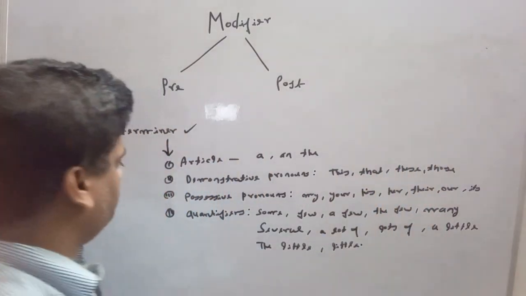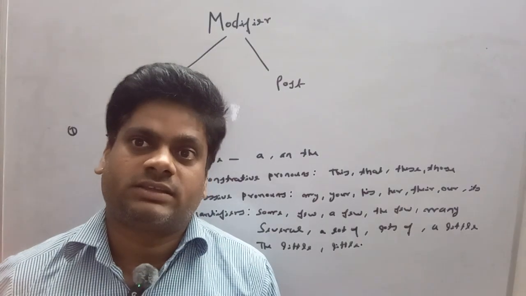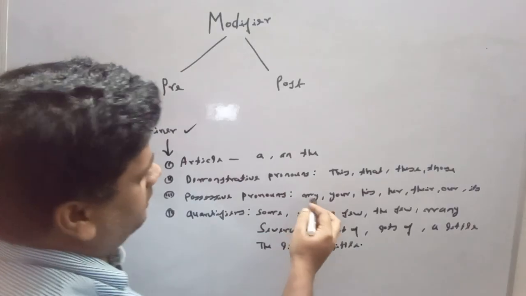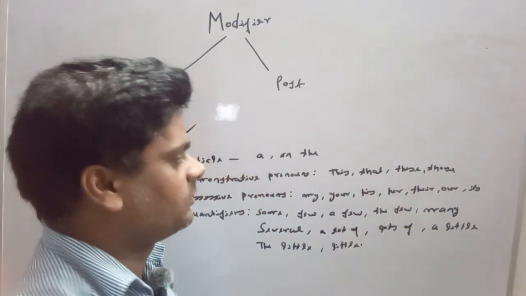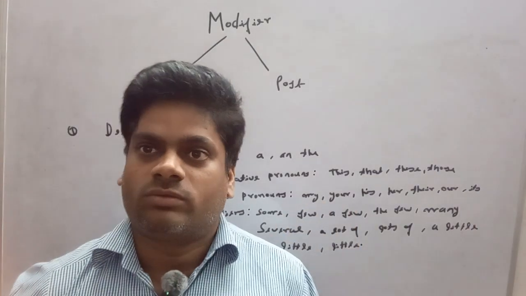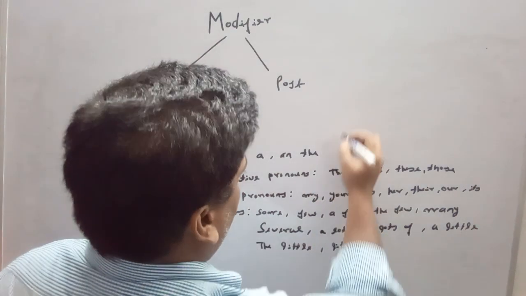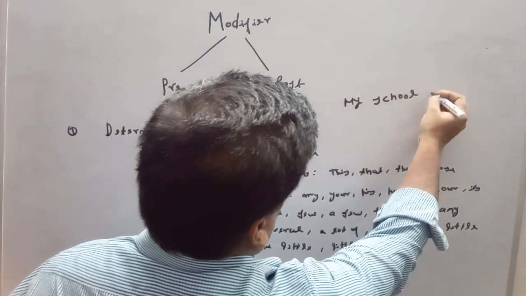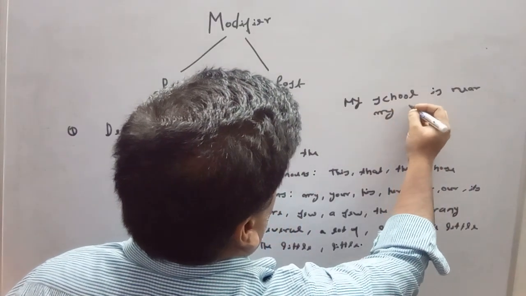In the next, possessive pronouns. Possessive pronouns can also work as a pre-modifier or as a determiner in a sentence. My, your, his, her, their, our, its. These are possessive pronouns and they require a noun to modify. If I say, my school is near my home.